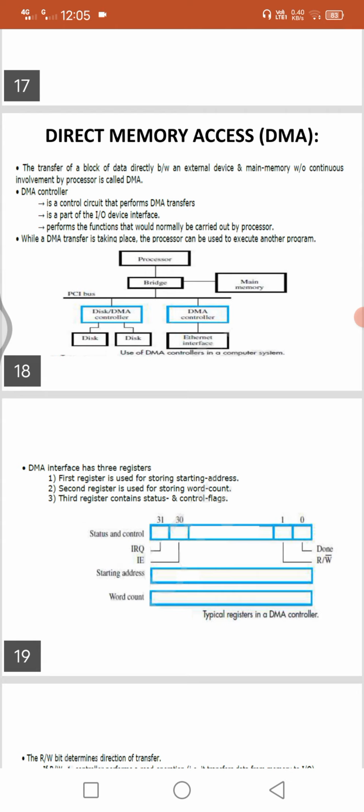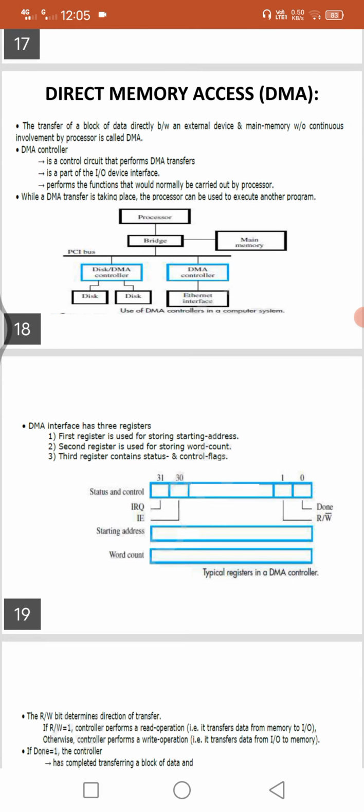So DMA means direct memory access. Directly we can access the data from main memory. Here the memory is called main memory. Coming to the definition: the transfer of a block of data directly between an external device and main memory, without continuous involvement by the processor, is called DMA.